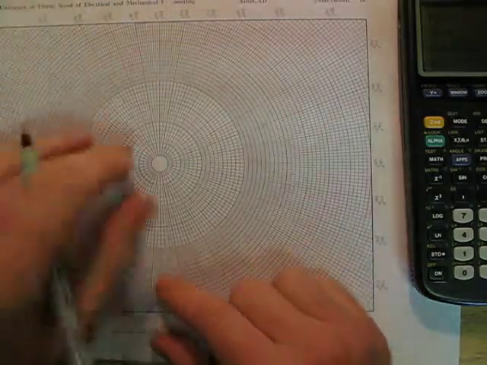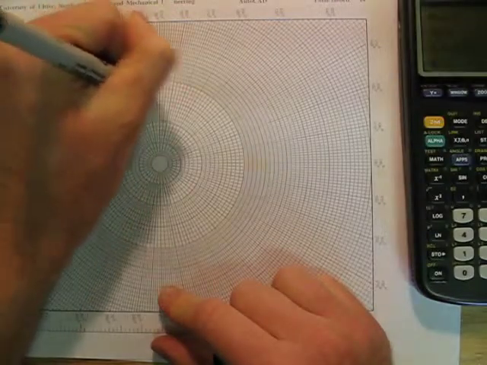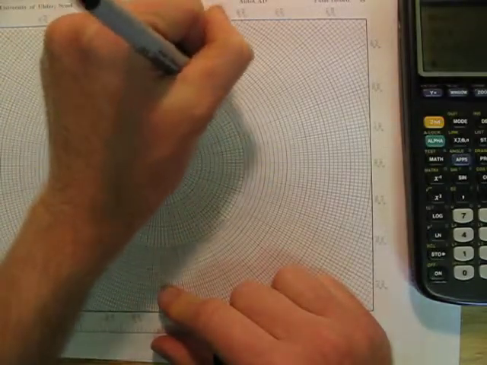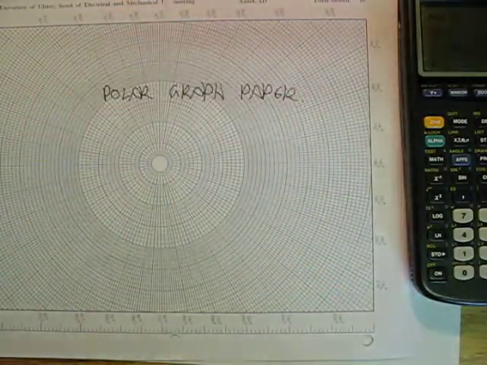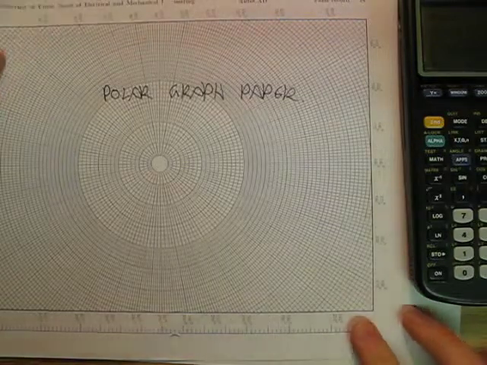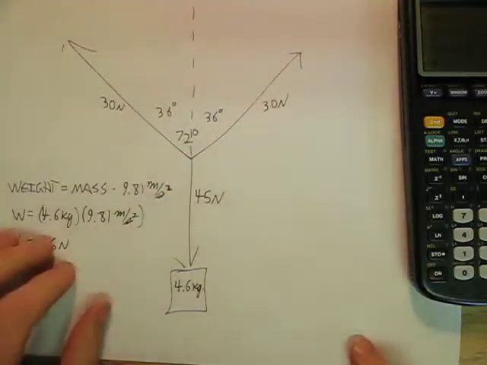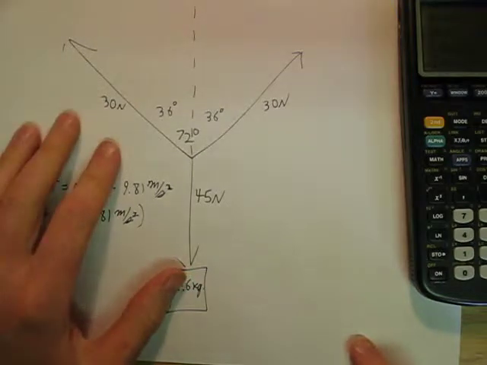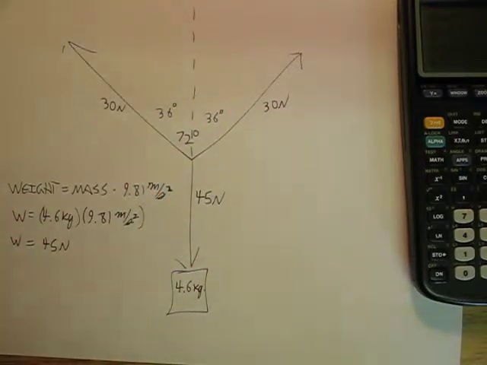If you want this graph paper, just Google it. You don't have to buy graph paper in a store. You can just download it off the internet and print it out on your printer. So this is polar graph paper. We're going to use regular old graph paper to graph this right here, and I need a little bit of it, so one second while I get it.